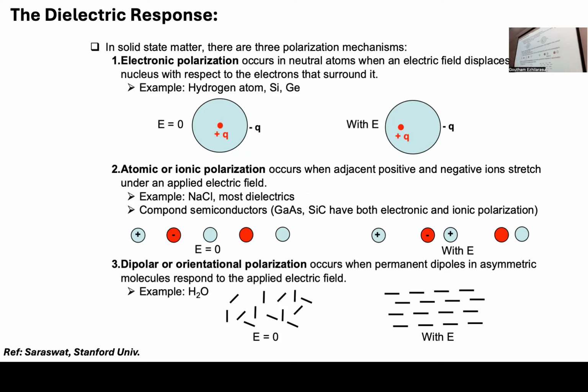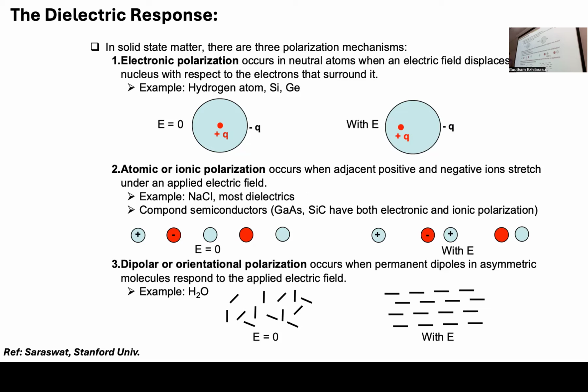Then you have ionic polarization, which happens generally in ionic and polar solids. For example, take something like sodium chloride, salt. There's an Na plus and a Cl minus. Imagine these are just connected by springs, which represent the ionic interaction. When you apply an electric field, one ion gets pulled to one side, the other gets pulled to the other, and that creates a charge separation and polarization.